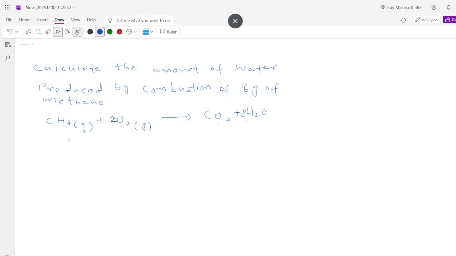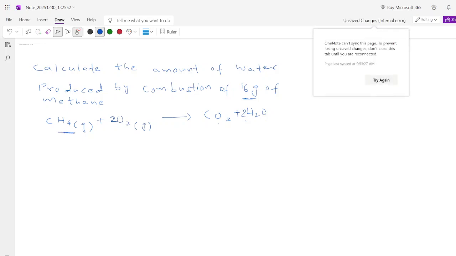See, in the textbook, he has given a difficult method here. Many students can get confused about what he has done. It's very simple. Basically, he's asking about 16 grams of methane. Now this equation is balanced, so we know the ratio between methane and water. We'll just consider this methane and this water.